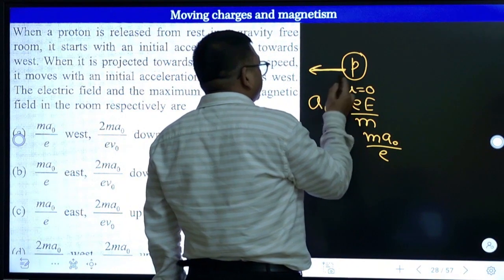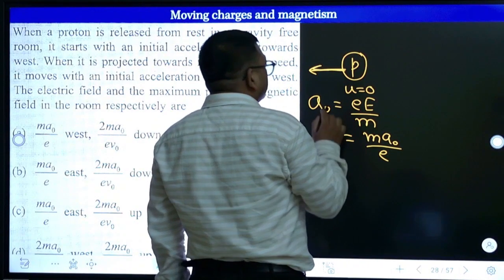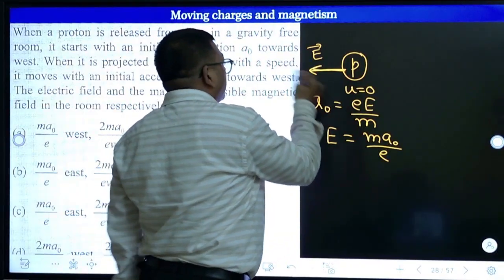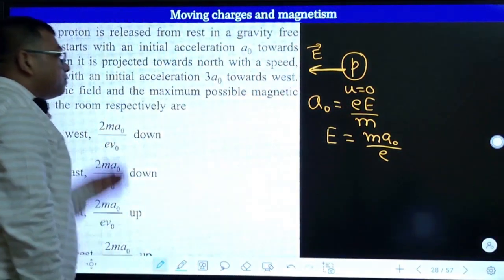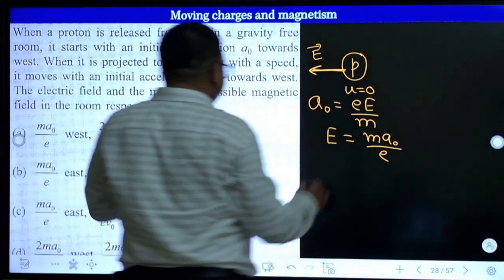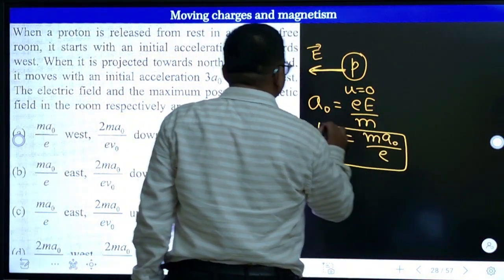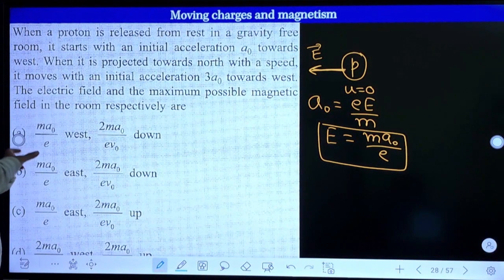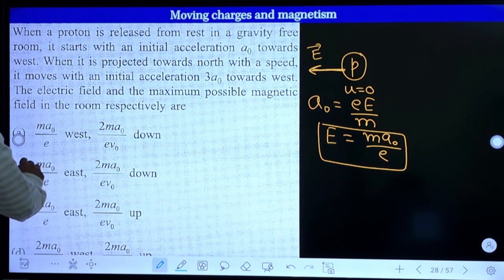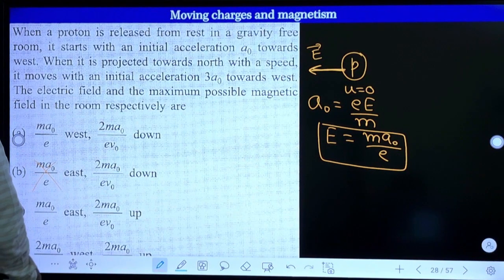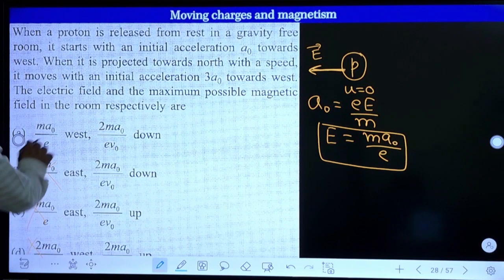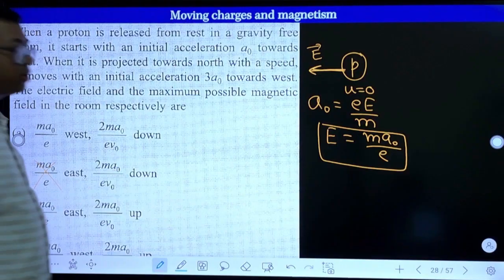And because the charge is positive, the electric field is acting in this direction, because acceleration is happening in this direction. So this electric field is in the direction of west. Definitely we can choose, right? So the first answer is electric field m a0 by e, west. So you can remove this option. The last one is also removed. So other options got removed easily, right? This is the first answer. But let us see about the magnetic field also.